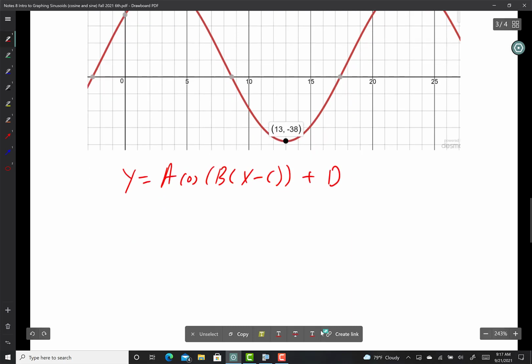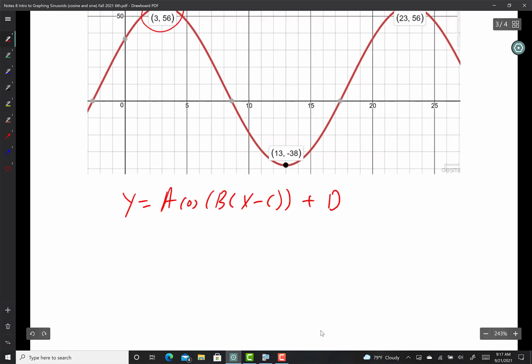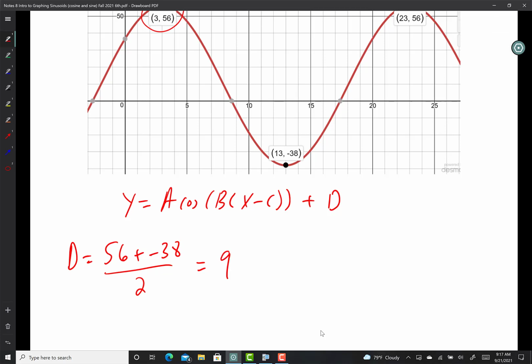So here we go, guys. The midline is nothing more than the max, 56, plus the minimum, negative 38, and we're going to divide that by 2. And that's going to give you my midline. Let's see, 56 minus 38 is 18, divided by 2, 9. Do you see how we got it, guys?